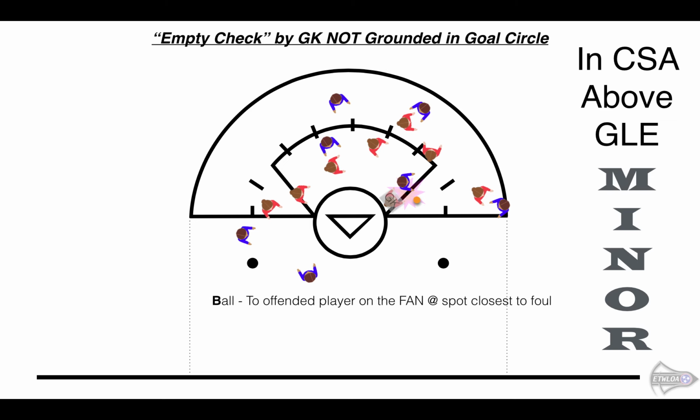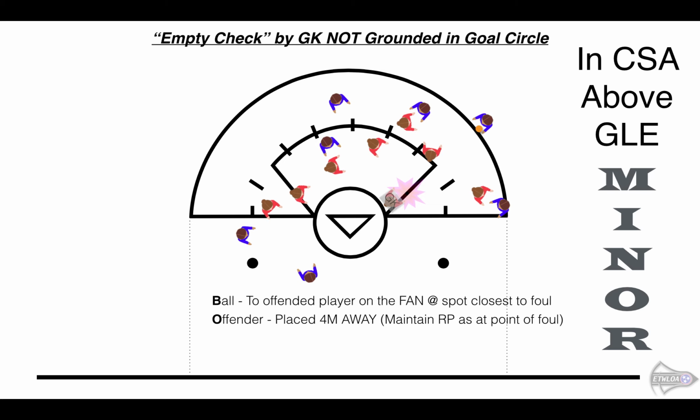The ball will be given to the offended player, and they'll be placed on the fan at the spot closest to the foul. An easy way to remember this is we'll draw a line from the goal through the spot of the foul to the 12-meter fan, and that's where we'll place the offended player and the ball for their free position.